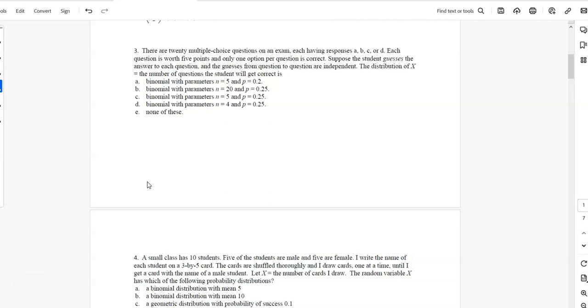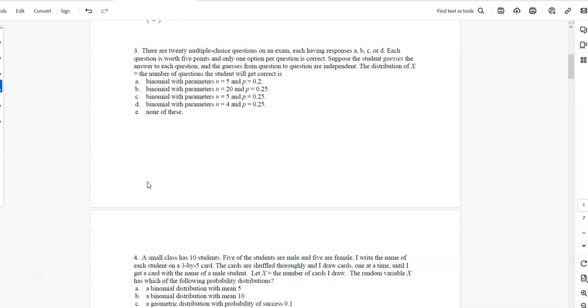There are 20 multiple choice questions in an exam, each having 4 choices. Each question is worth 5 points, and only one option per question is correct. Suppose the student guesses to answer each question, and the guesses for each question are independent. The distribution of X, the number of questions the student will get correct, is what? So is it binomial? Does it pass the test for binomial? There are 20 questions, the number of questions is set. Probability is 1/4 every time. They seem independent. You can either get it right or wrong. So it is binomial. So it's probably going to be A, B, C, or D there.